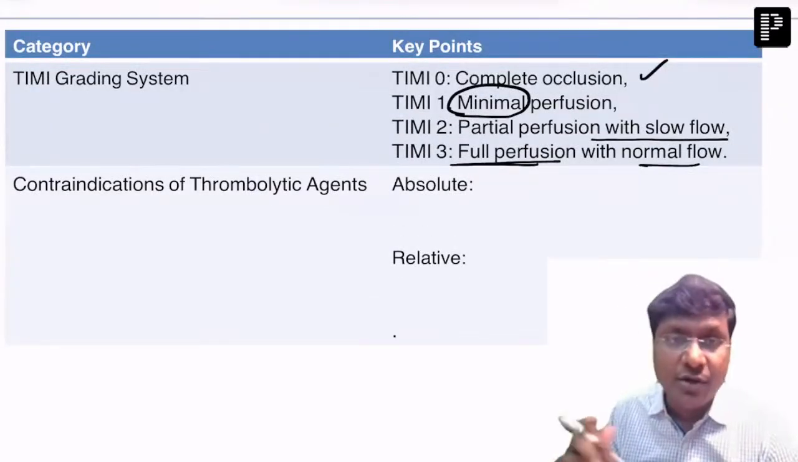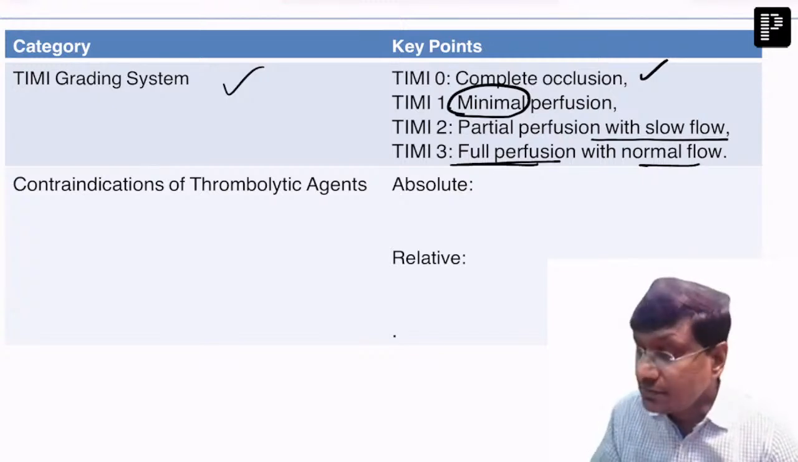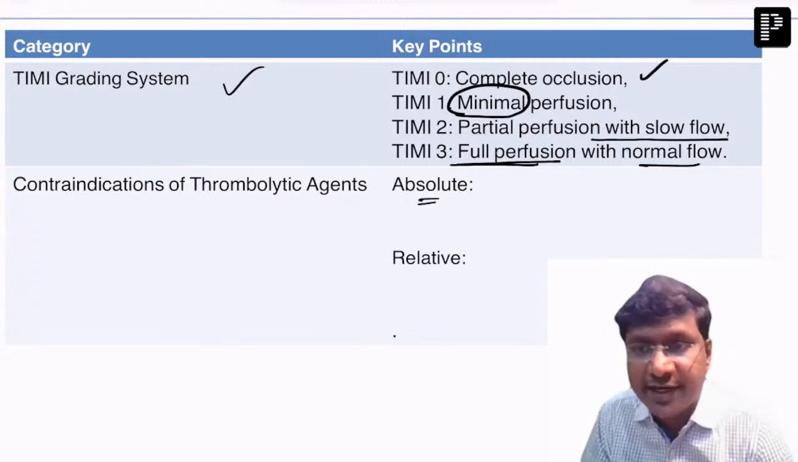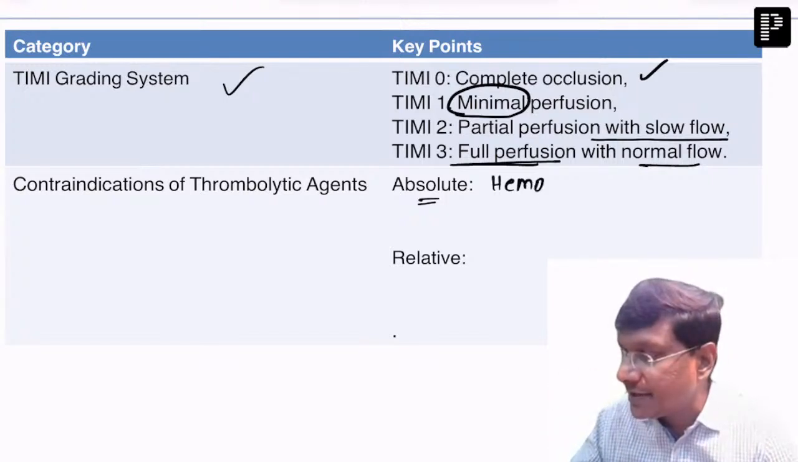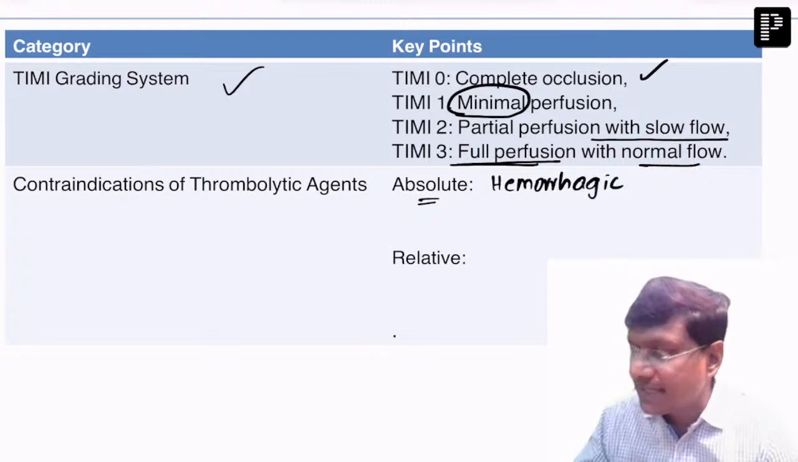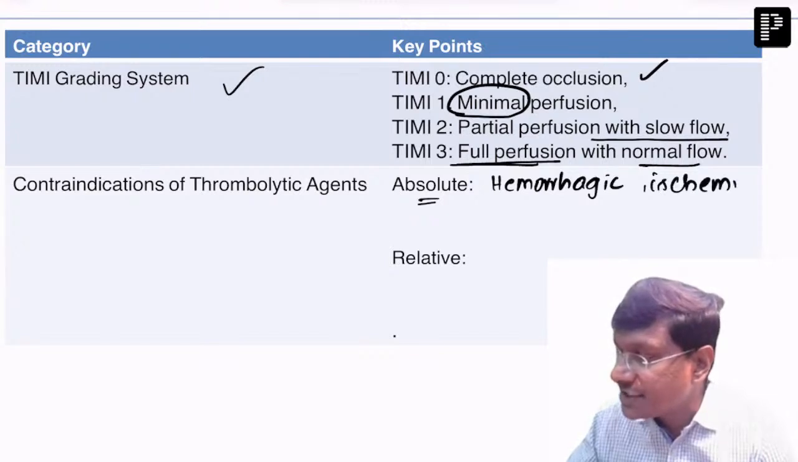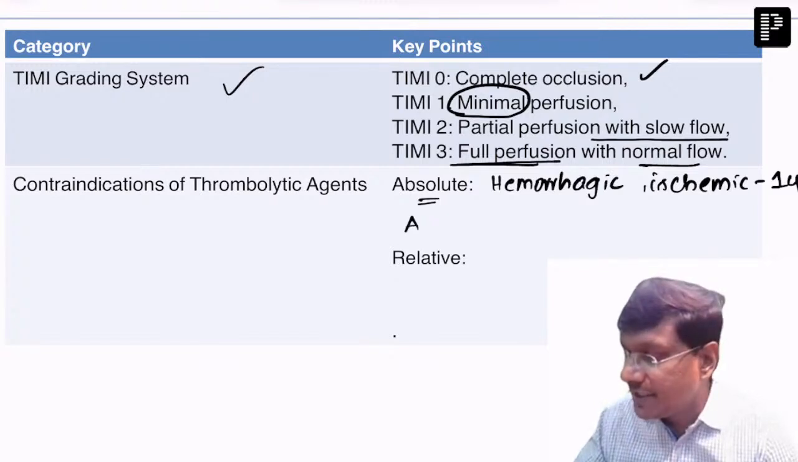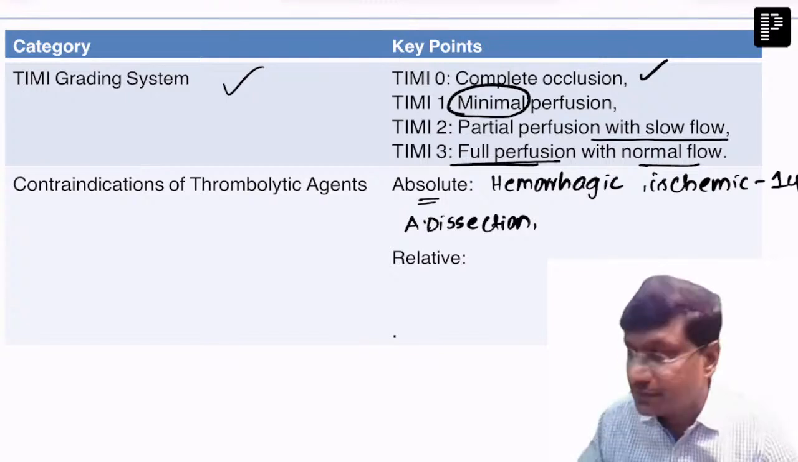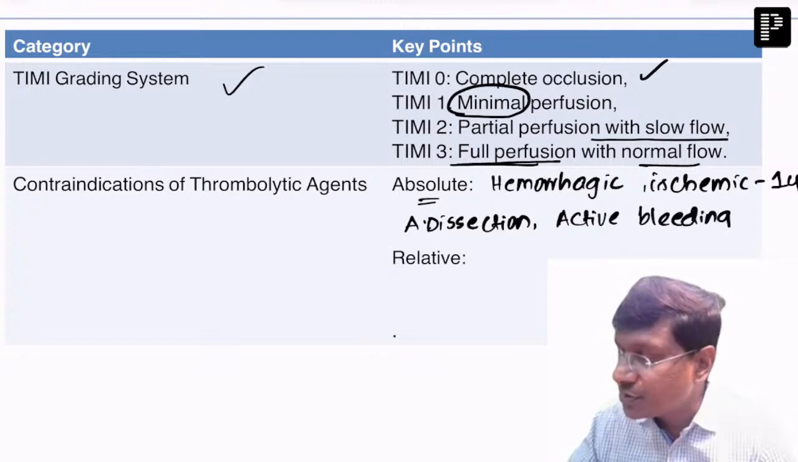So once you do a PCI or once you give a fibrinolytic agent, you should be able to do the TIMI grading system. Now you should know the contraindications for thrombolytic therapy. The absolute contraindications: if the individual had a prior hemorrhagic stroke any time in the past, it's an absolute contraindication, right? Or if the individual had an ischemic stroke within the past 1 year, it's an absolute contraindication. Or if the individual has aortic dissection, or active bleeding, these are also absolute contraindications.